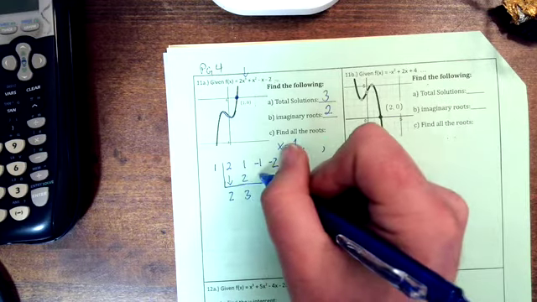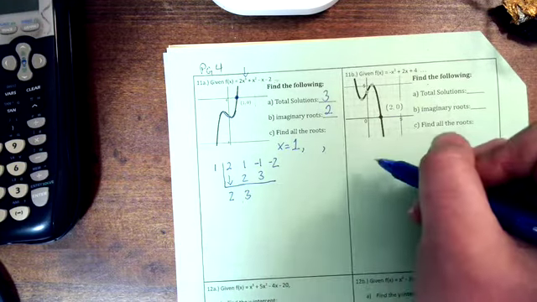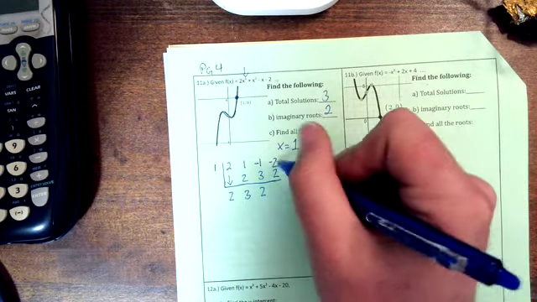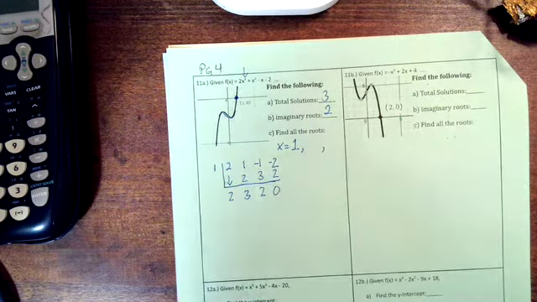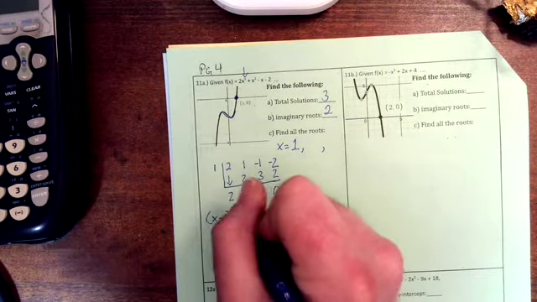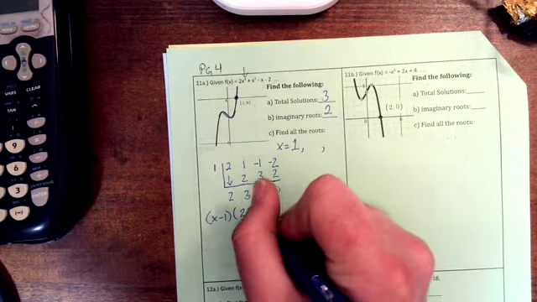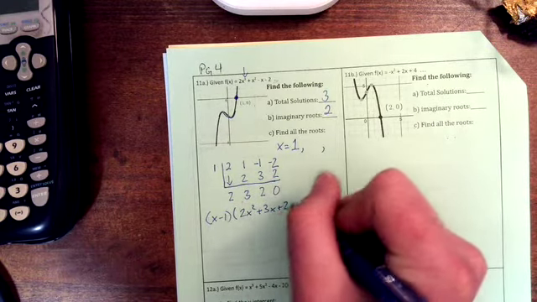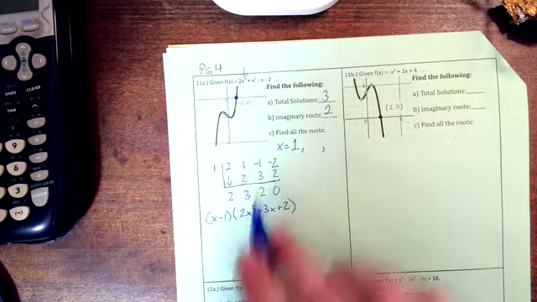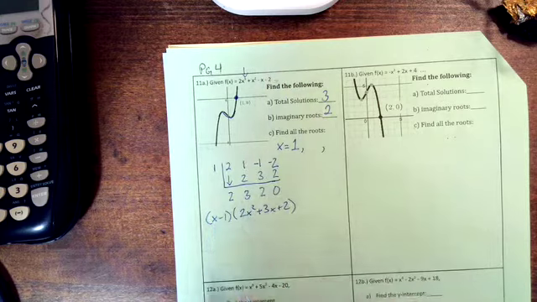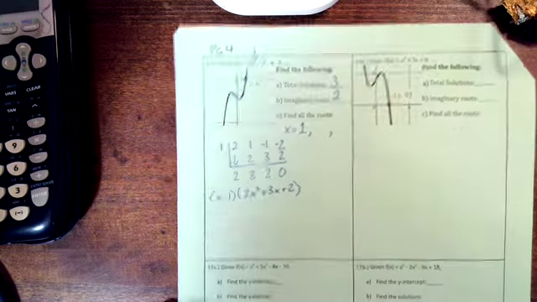1 times 3 is 3. Negative 1 plus 3 is 2. 1 times 2 is 2. And negative 2 plus 2 is 0. So from the positive 1, we have x minus 1 as a factor. And now we have 2x squared plus 3x plus 2. And again, I knew that was squared because we took that third power, peeled 1 off, and made the x from the x minus 1 with it.